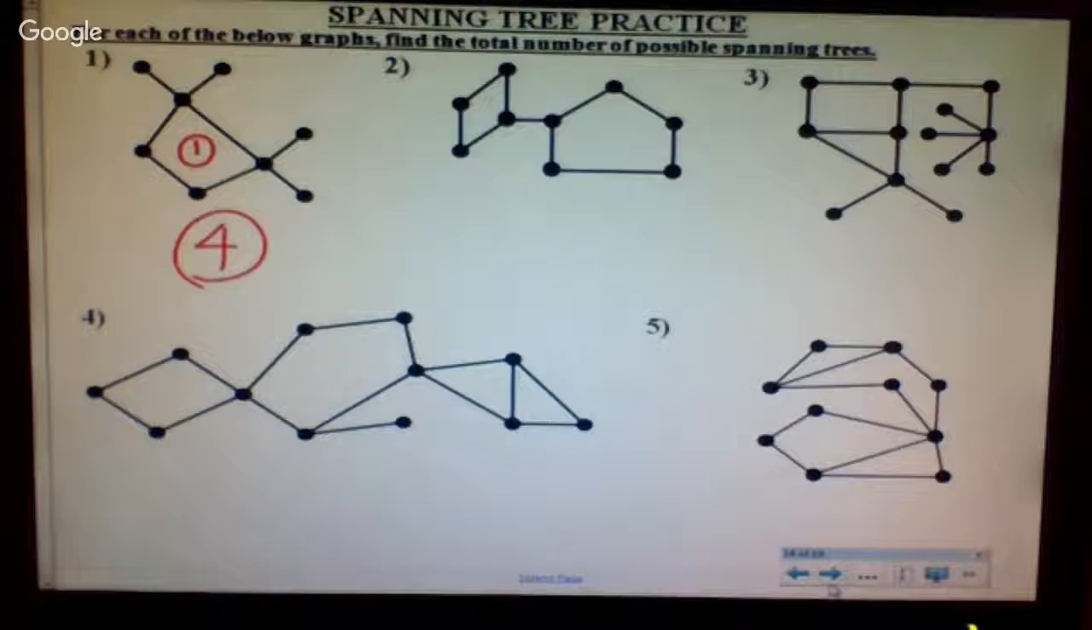Okay? Number 2, how many circuits do I have? 2. I've got 1 here and 1 here. Do they share a line in common? No. Okay, your circuits aren't fused together. So all we do is find the edges and multiply them together then. Circuit 1 has 4. Circuit 2 has 5. 4 times 5, 20. You have 20 total spanning trees.